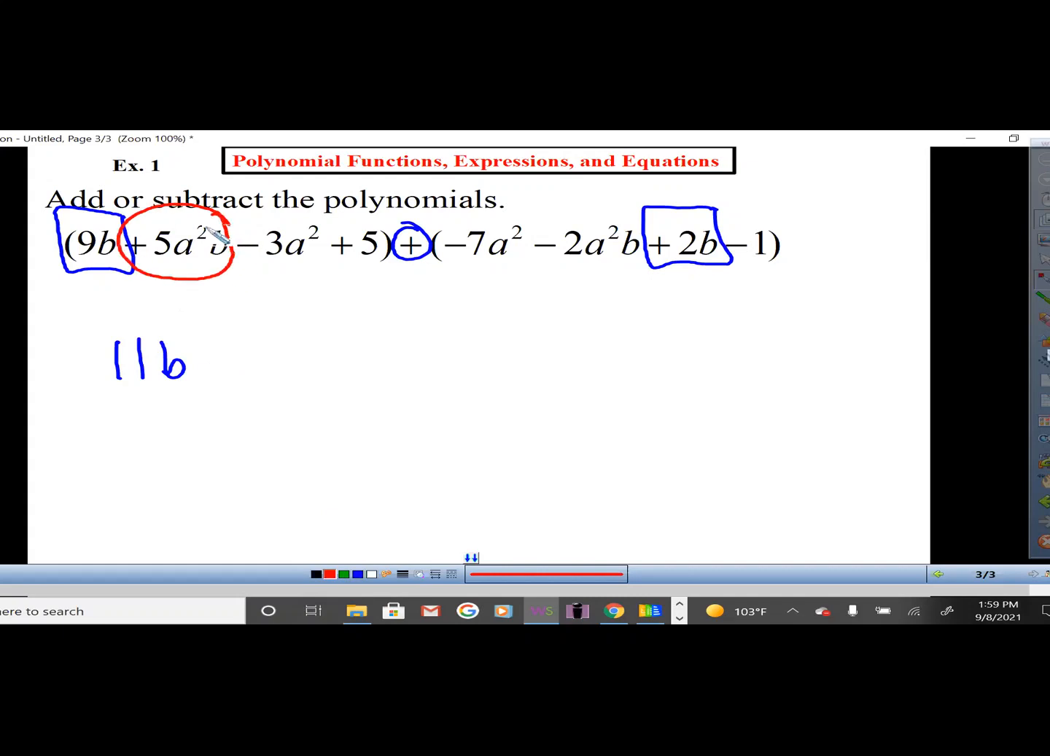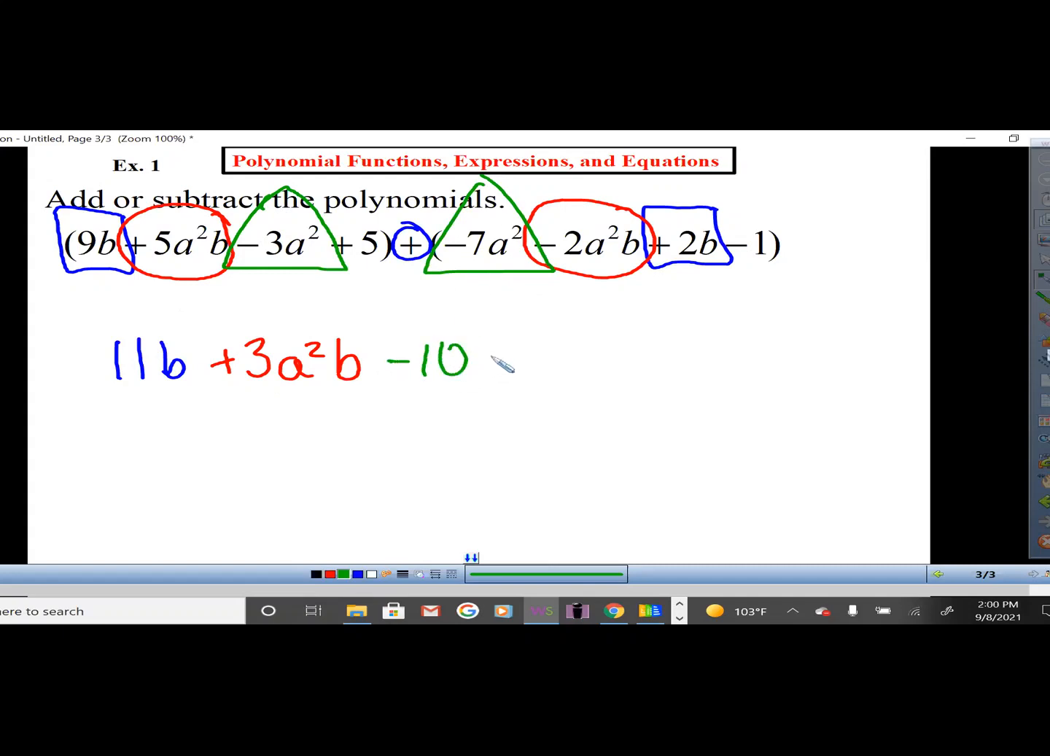Let me look at the other one. Positive 5a squared b. Is there another a squared b? Yes, over here. So positive 5, take away 2, that leaves us with positive 3a squared b. From there, I go with negative 3a squared. Is there another a squared? Yes, right there. Negative 3 and negative 7, that's negative 10a squared. And last but not least, let me underline this one and this one, they are constants. So what is 5 minus 1? That's positive 4. Are we done? No, so copy that, and then we can do the last part together, which is setting it in standard form.